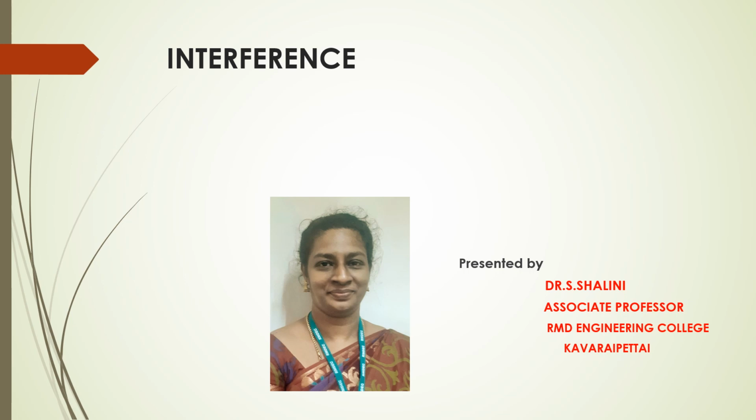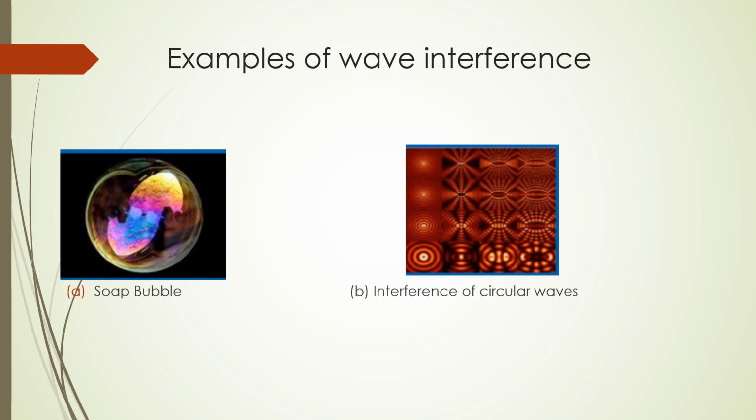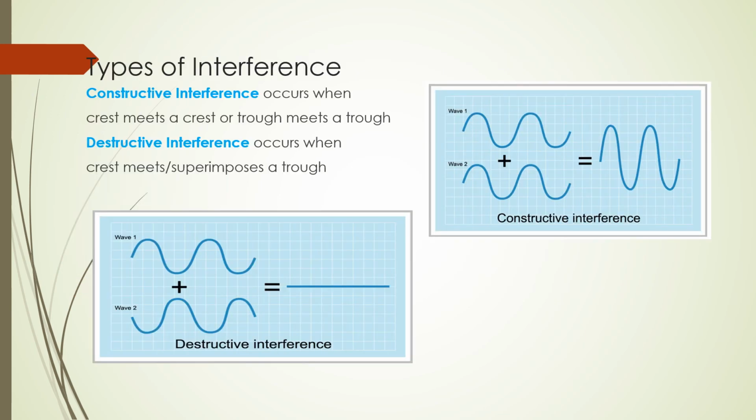In this video, you are going to look into interference. Interference refers to the superposition of two waves which results in a wave of greater, lower or the same amplitude. These are a few examples of wave interference. You see the soap bubble, which is a well-known example of interference, and you have the interference of circular waves.